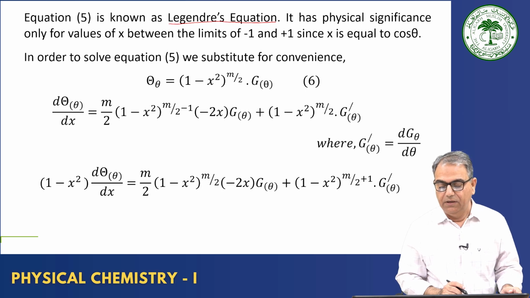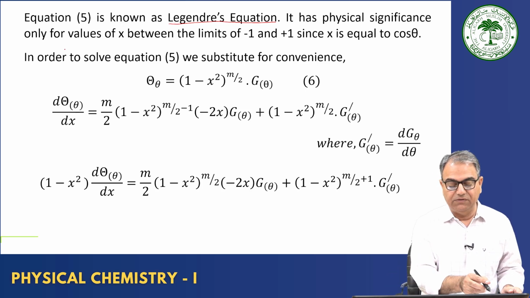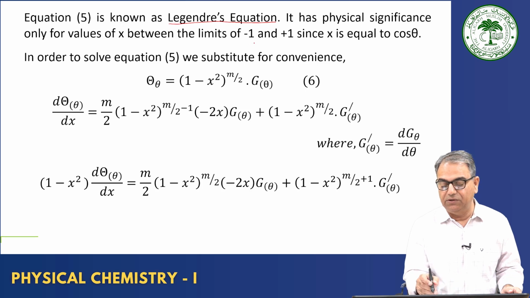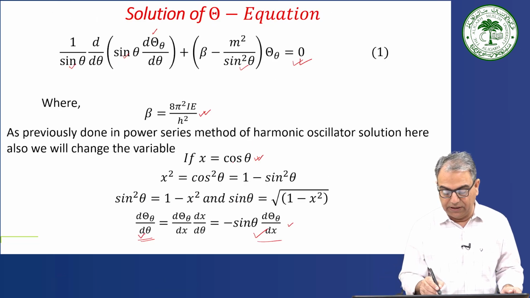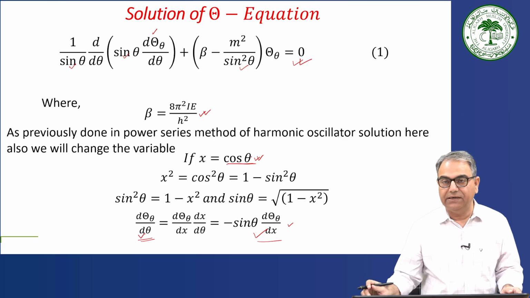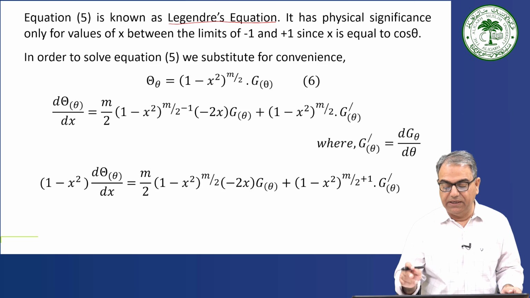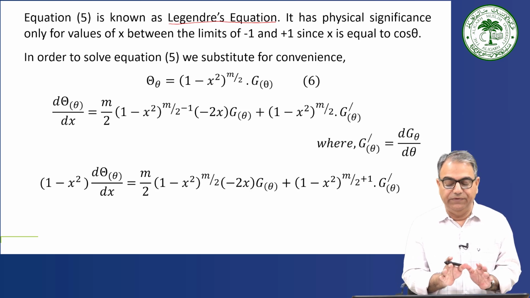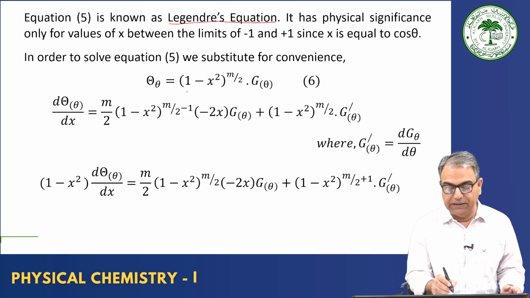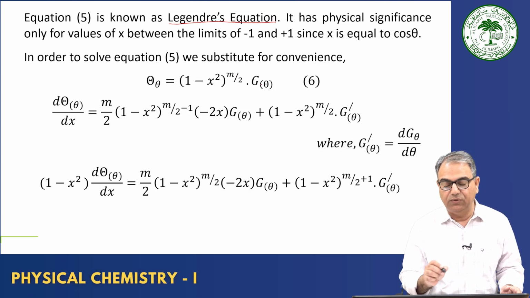Legendre equation. Now it has physical significance only for values of x between the limits minus 1 to plus 1, since x is equal to cos theta. We have assumed that x is equal to cos theta, so the physical significance lies in the fact that x has a value between minus 1 and plus 1. In order to solve equation number 5, we substitute, for convenience, Θ equal to (1 minus x square) to the power m divided by 2 times G(θ).